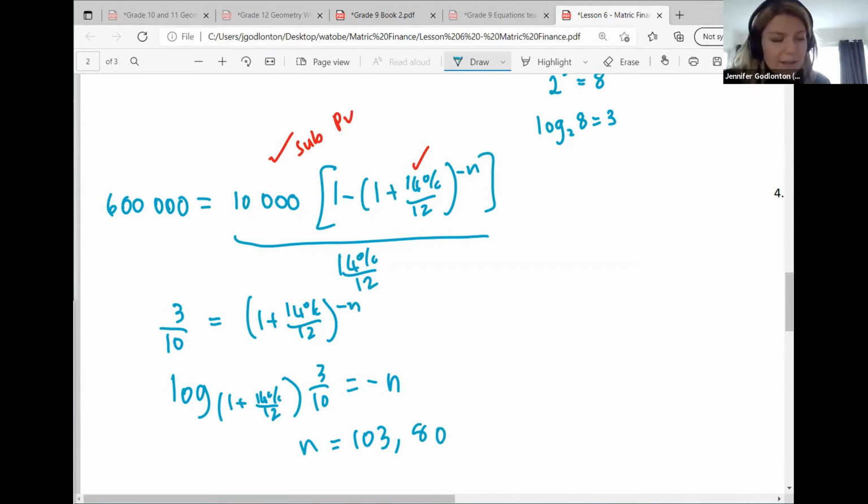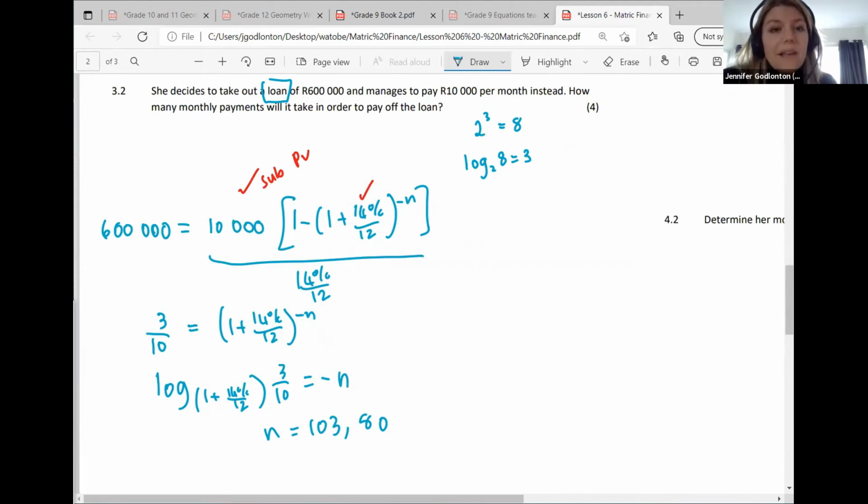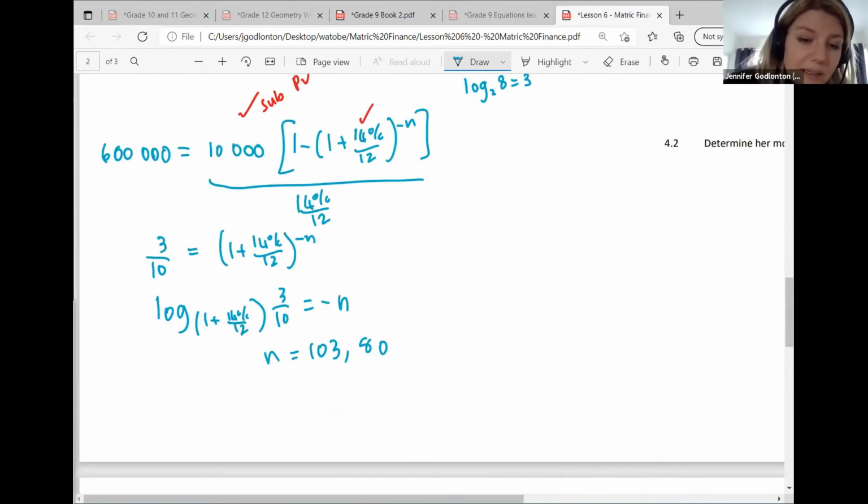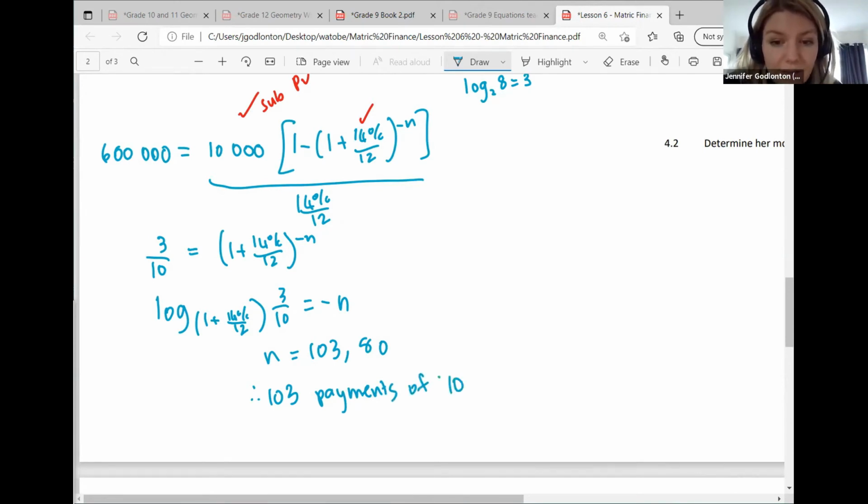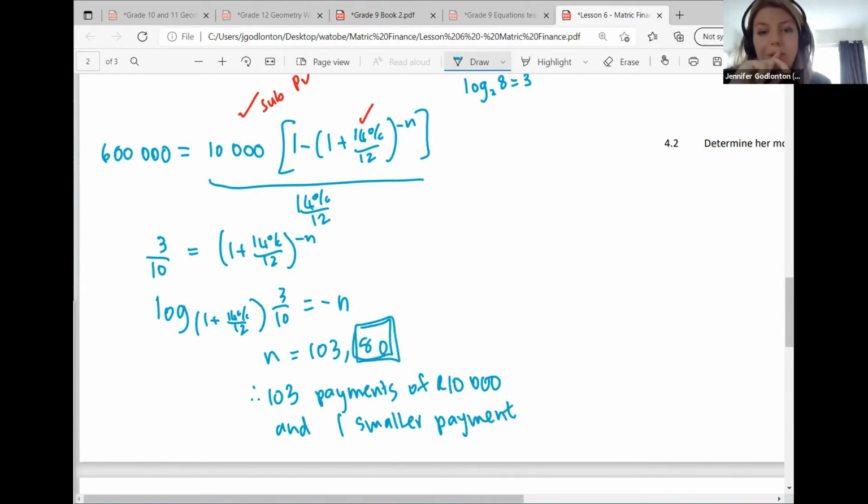103.80. You can actually leave it as 798, but if we wanted to round off to 2 decimal places, let's say 80. Now we need to be careful, because they wanted to know in the question how many monthly payments it would take. So we need to be careful what we mean by this. This means 103 payments of 10,000 Rand and one smaller payment. And that, remember, is the final payment. That's because of that little decimal place there.